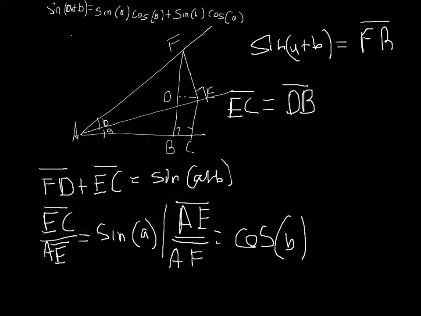Anyways, so then we can multiply those together, and then we have EC over AF. Because I guess what I'm trying to say is, if sine of A plus B is equal to FD plus EC, all of that over AF, then sine of A plus B is going to equal EC over AF plus FE over AF. Right? I hope that made sense.